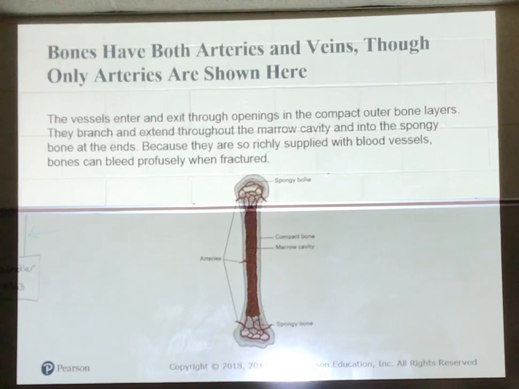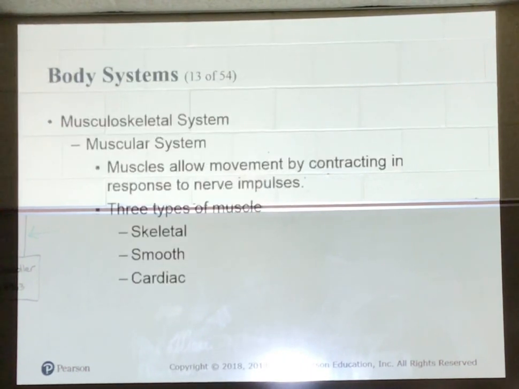Alright, your vessels come in and out of the bones, okay? So when that bone breaks, it usually does not break smoothly. It's usually got little jagged edges, okay? And it can cut your vessels and stuff, nerves, all kinds of stuff.